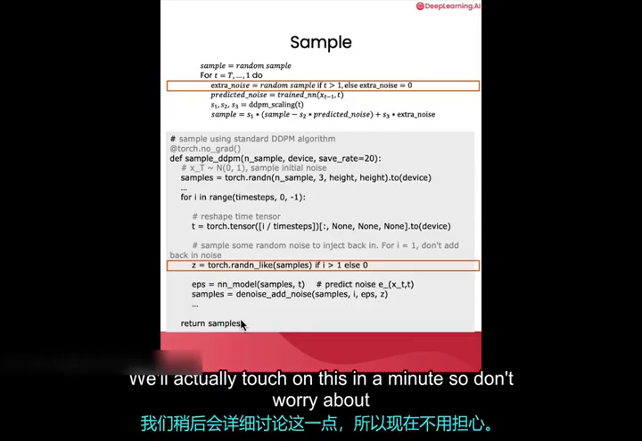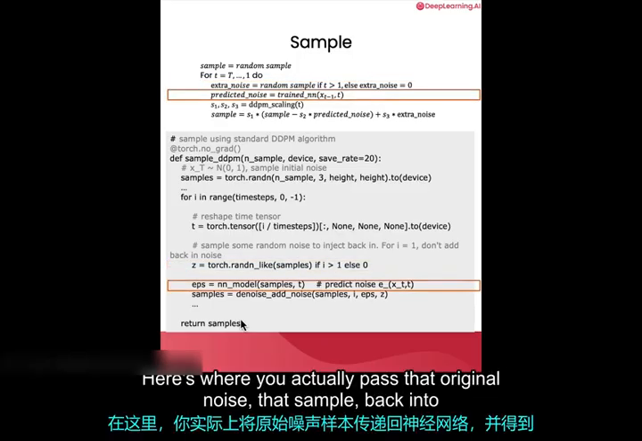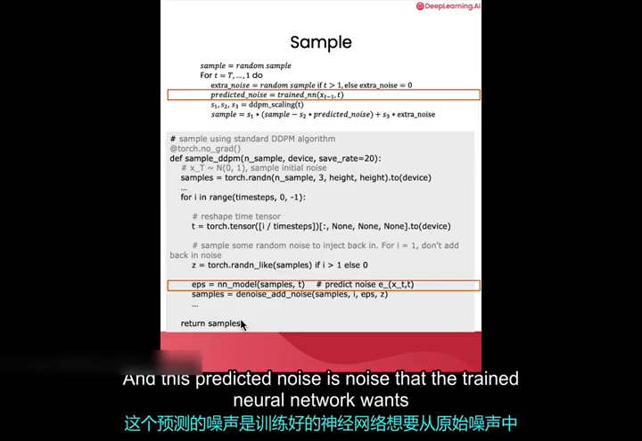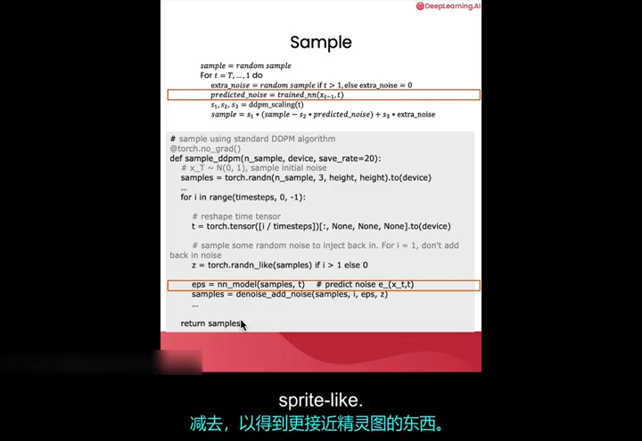Next, you'll sample some extra noise. We'll actually touch on this in a minute, so don't worry about this just now. Here's where you actually pass that original noise, that sample, back into your neural network, and you get some predicted noise. And this predicted noise is the noise that the trained neural network wants to subtract from the original noise to get something that looks more sprite-like.